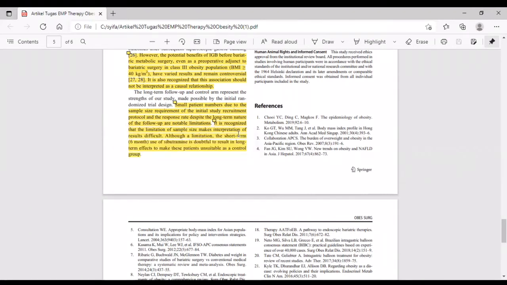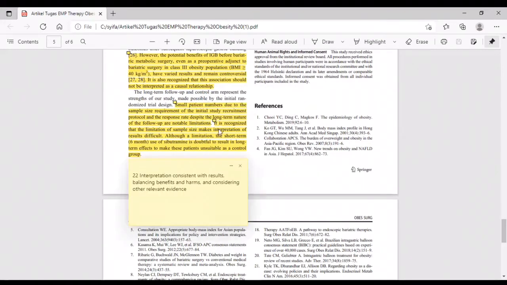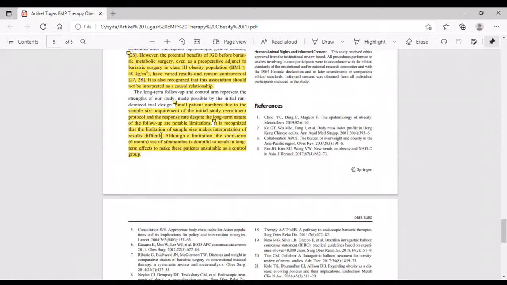multiplicity of analysis. The sentence is: small patient numbers due to the sample size requirement of the initial study recruitment protocol and the response rate despite the long-term nature of the follow-up are notable limitations. Next is checklist number 22. The point of 22 is interpretation consistent with results, balancing benefit and harms, and considering other relevant evidence. It is shown by: it is recognized that the limitation of sample size makes interpretation of results difficult. Although a limitation, the short-term 6-month use of sibutramine is doubtful to result in long-term effect to make this patient unsuitable as a control group.